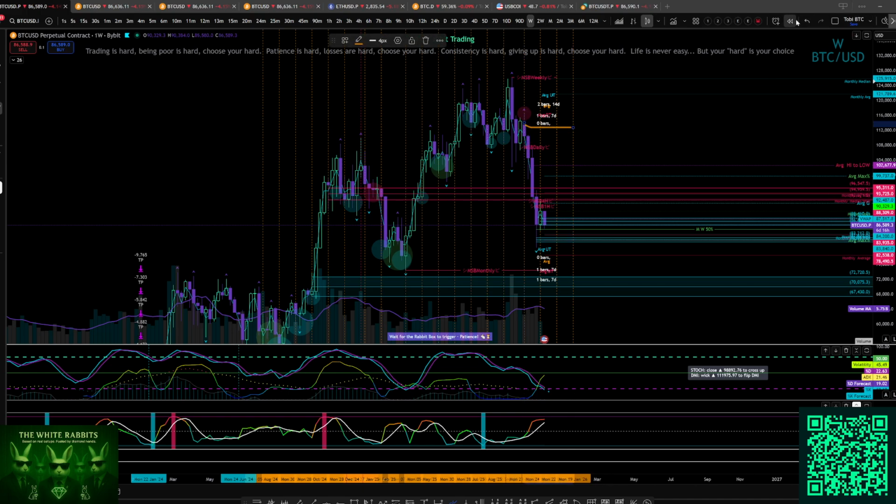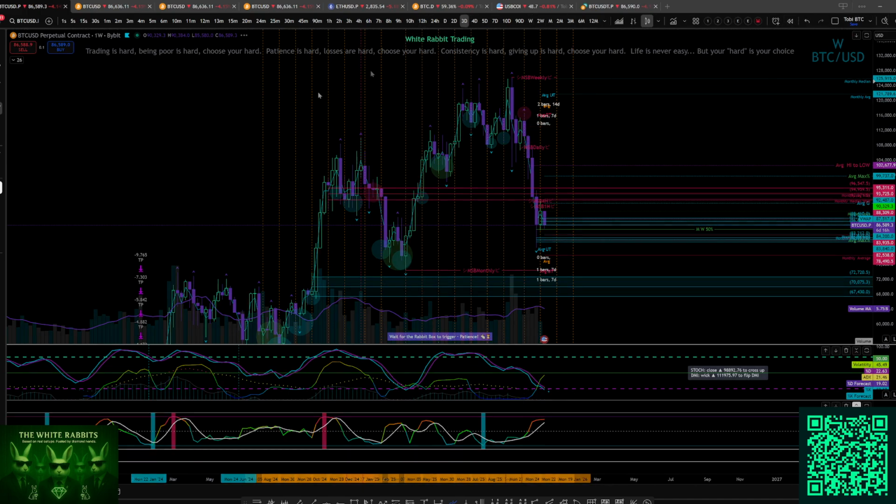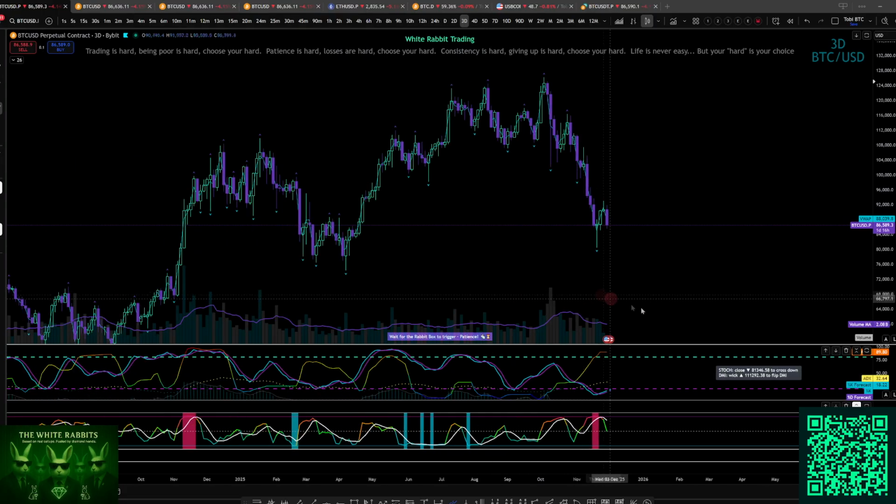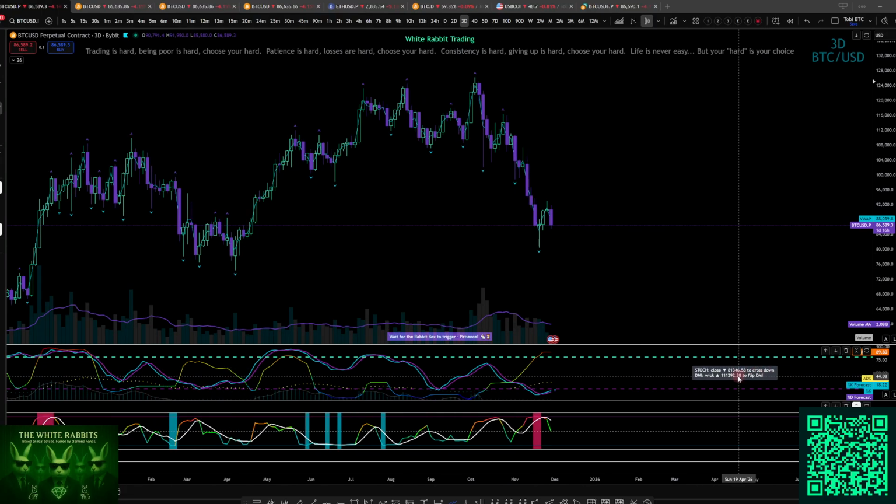On the 3-day time frame, we can see momentum on the lows. It has crossed up and remains up as long as BTC is above 81K. It will close in one day, so we need to check that again then.